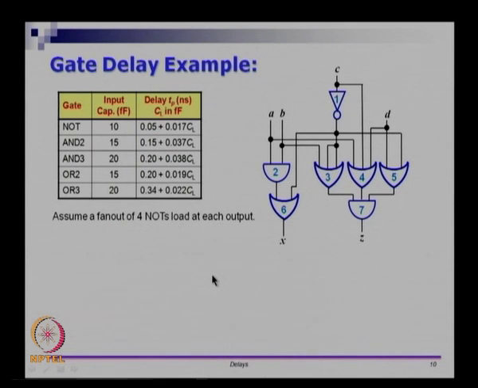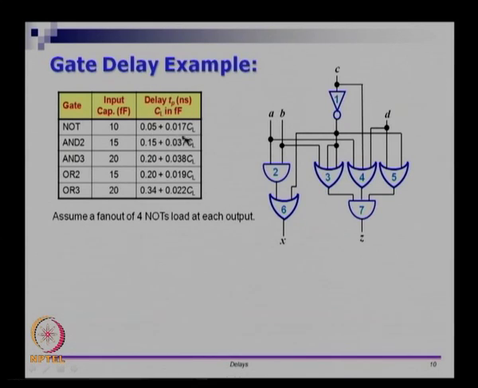So let us take this slightly complicated example. What we have is various gates here. We have one inverter, which is gate number 1. We have 2 OR gates which have 3 inputs, 2 OR gates which have 2 inputs, one AND gate with 2 inputs, and one AND gate with 3 inputs. So all the gate types are listed here. Let us assume that the input capacitance for each one of these gates is given here. So it is 10 femtofarads, 15 femtofarads and so on.